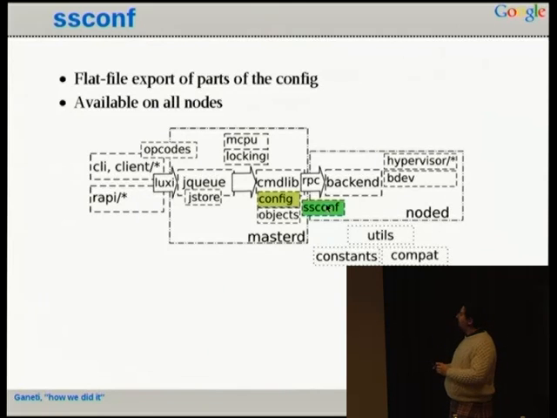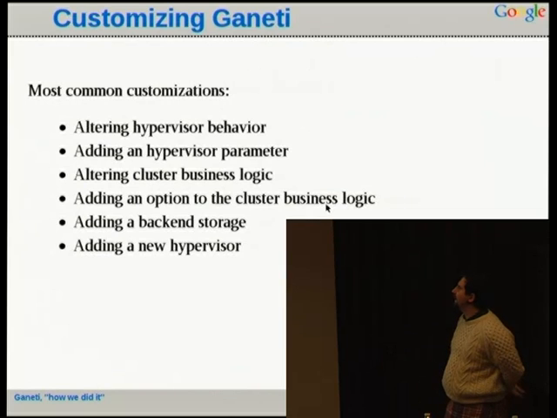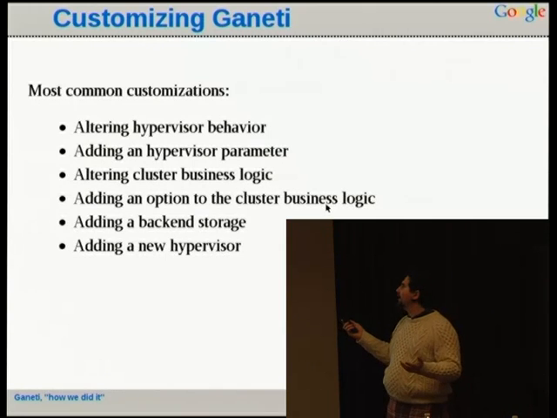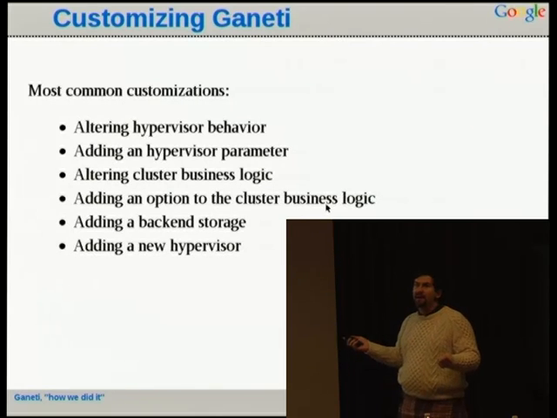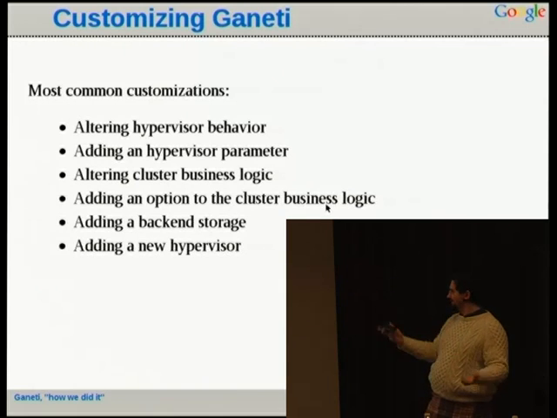So how would you do, for example, a change on how the hypervisor behaves, or add a hypervisor parameter, or all these kind of things that we consider common customizations. Why do we consider them common? Because that's the most patches we have received from outside, and that's the most common request we get on the mailing list, like, oh, but I just need to do it slightly different. How do I do that? Well, here is your answer.